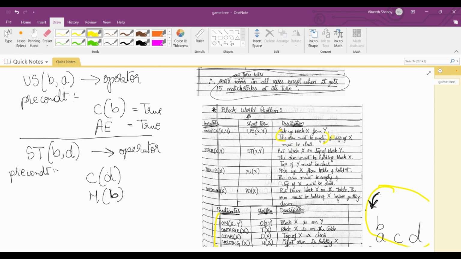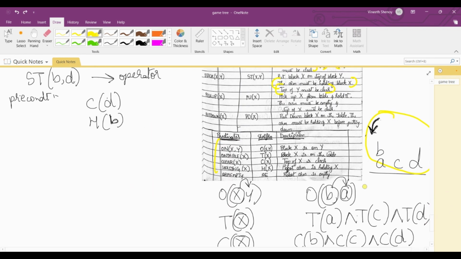For the first one, we had the arm must be empty, the top of X must be clear, and for stack we have the arm must be holding the block X, and the top of Y on which you are keeping must be clear. So these are the two conditions for that. Correct. Now we understood both of these must be true in order for the stack operation to work. Otherwise you cannot perform the stack operation.